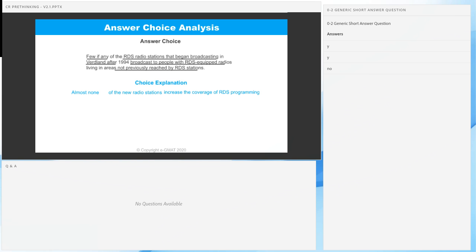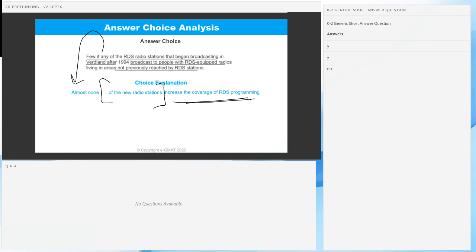So choice A says, and it's a complex choice, few if any of RDS equipped radio stations that begin broadcasting after 1994 broadcast to people with RDS equipped radios living in areas not previously reached. So few if any, the translation of this is almost none. Of the RDS stations that began broadcasting after 94, these are your new radio stations. These are the radio stations that began broadcasting after 94.